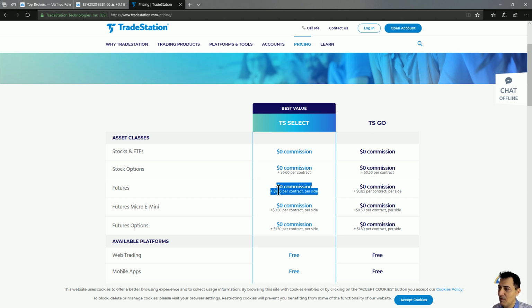Okay, but if you use TS Go, which TradeStation Go means that you use the app to execute, then your per contract is 0.85. Okay, in the case of futures specifically, for stocks you can see it's pure 0. Okay, and for options as well, same story. Okay, by the way, you've seen me all the time in the sessions.